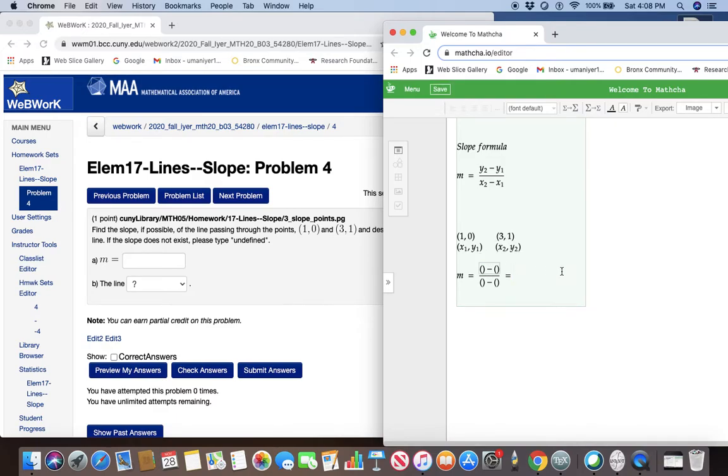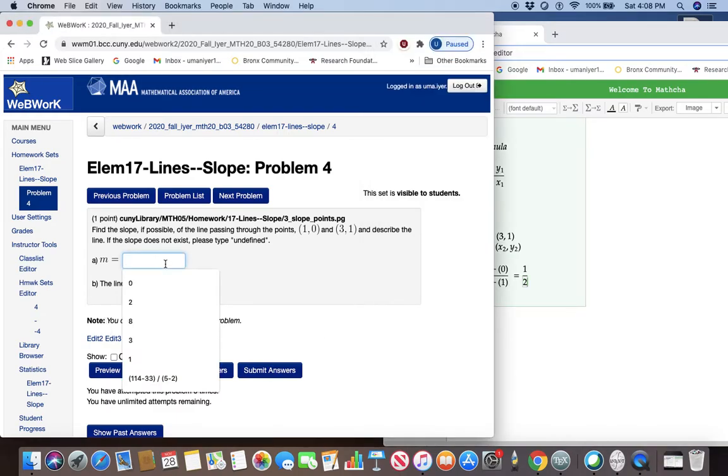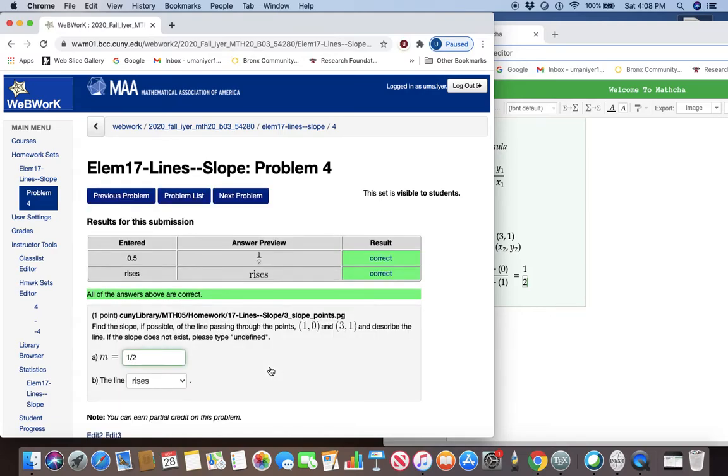y2 is 1 minus y1 is 0, over x2 is 3 minus x1 is 1. All right. So this is the fraction: 1 minus 0 is 1 over 3 minus 1 is 2. So the slope is 1 over 2. The line has to rise because it's a positive slope. It has to rise. Next.